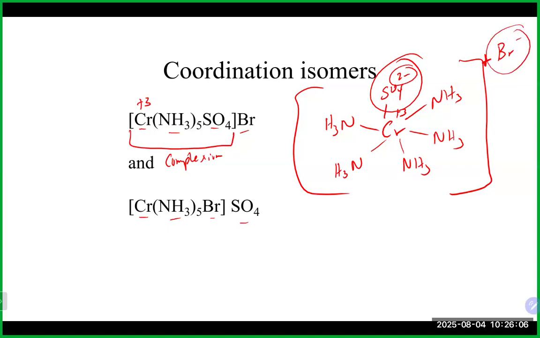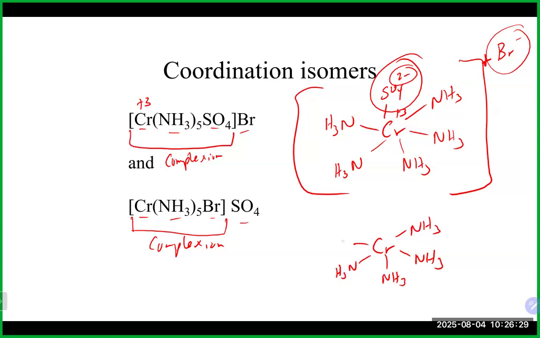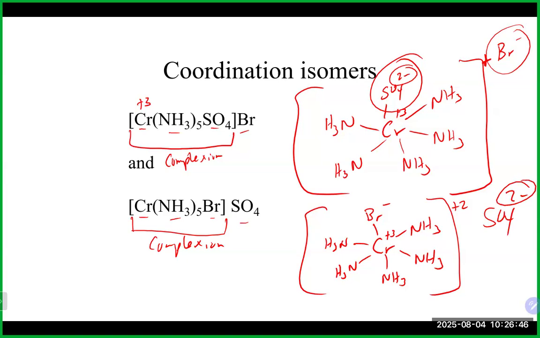That's different than what we see if we drop down to this one, this being our complex ion. In this case, the bromine is part of the complex ion, and it's the sulfate that's the counter ion. So in this particular case, we have the chromium again attached to those 5 ammonias, but here it is attached to the bromine. With this being a +3 and this being a -1, that's going to give us a +2 overall charge. And in this case, it is our sulfate with its -2 that is the counter ion.